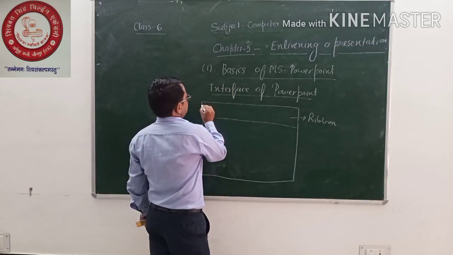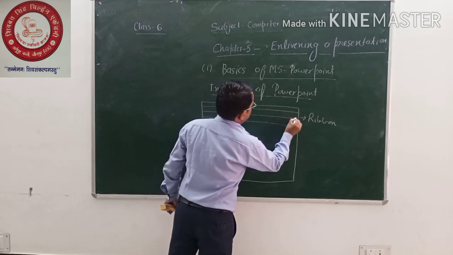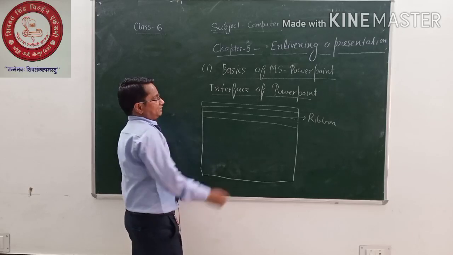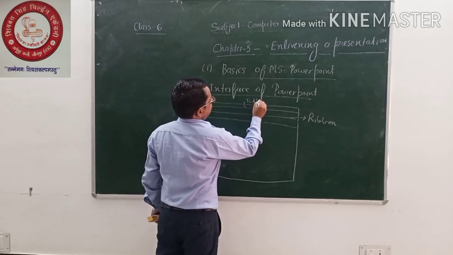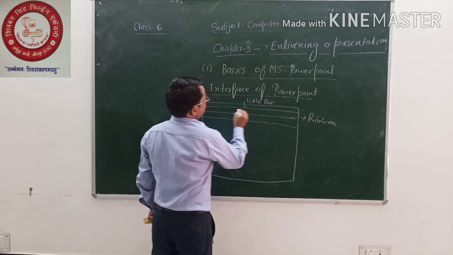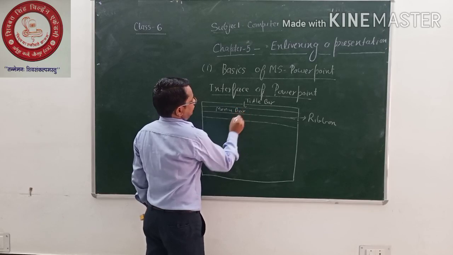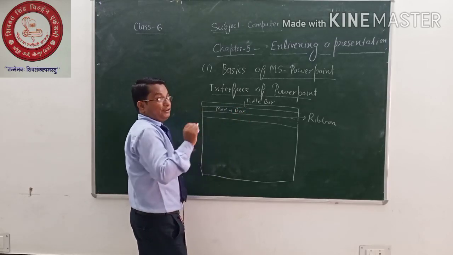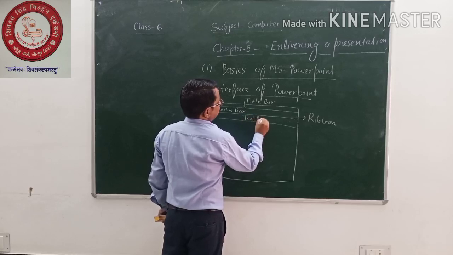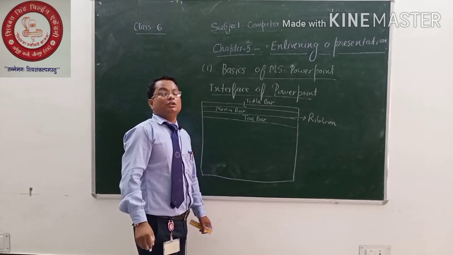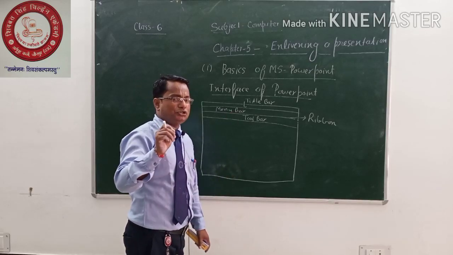And this ribbon is going to be divided into three parts. The first part is known as the title bar, the second part is the menu bar, and your third part is the toolbar. Okay, one more thing I just want to give you.